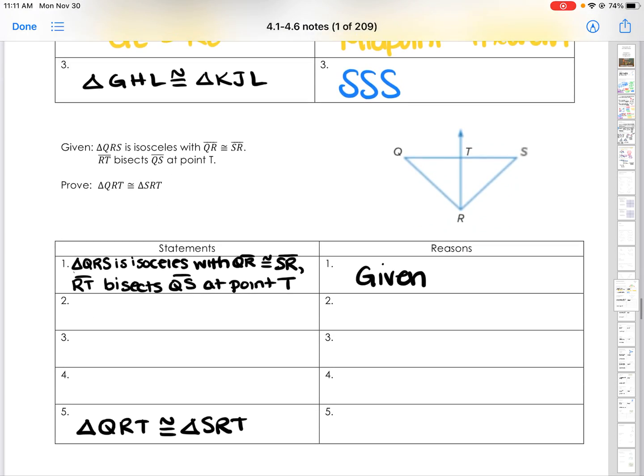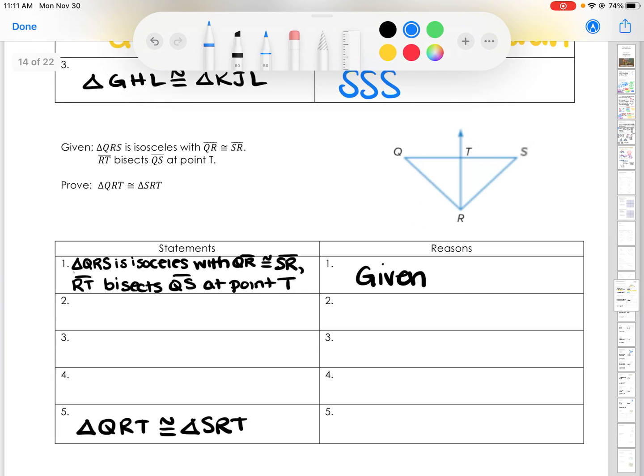Let's take a look at another one. We have triangle QRS is isosceles. So here's triangle QRS. That's this large triangle here. We're also told that QR and SR are congruent to each other. Okay, so those are congruent.